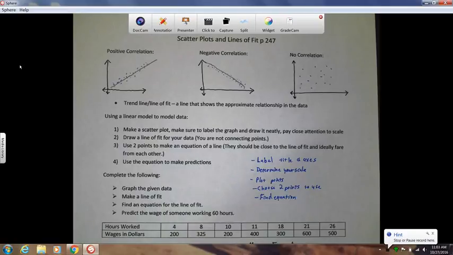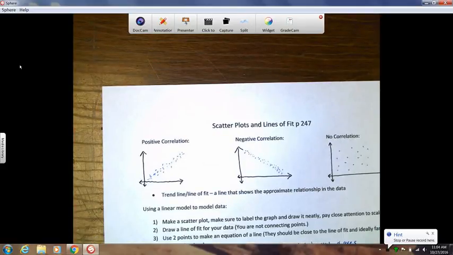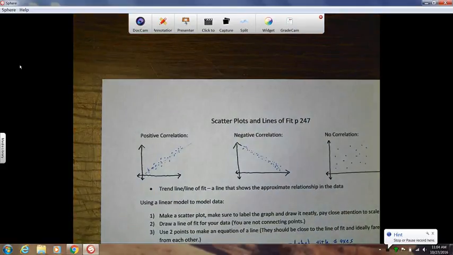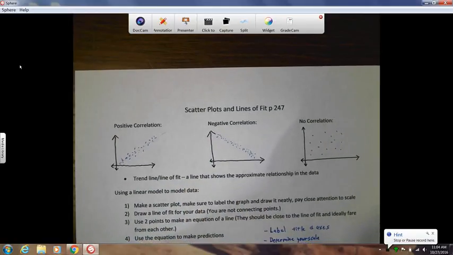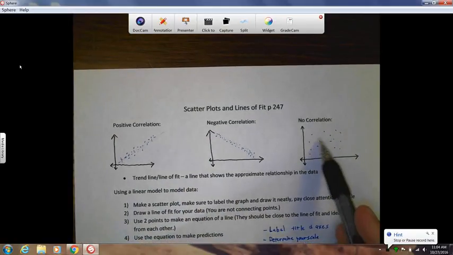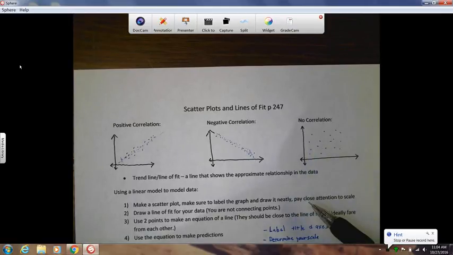So I'm looking at some relationships here. Let me show you this one. All of these points, we have these data points, and they seem to be going up, so that's a positive correlation, where if it seems to be going down, it's negative. If you can't really tell, that's no correlation. A trend line is a line that shows the approximate relationship.